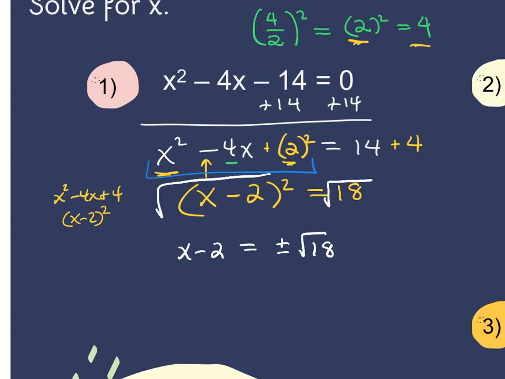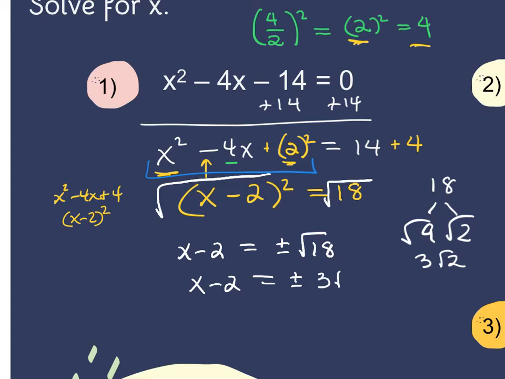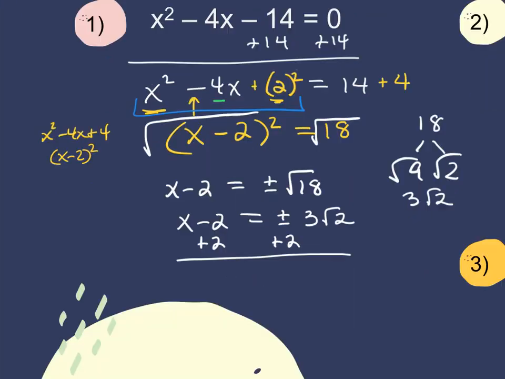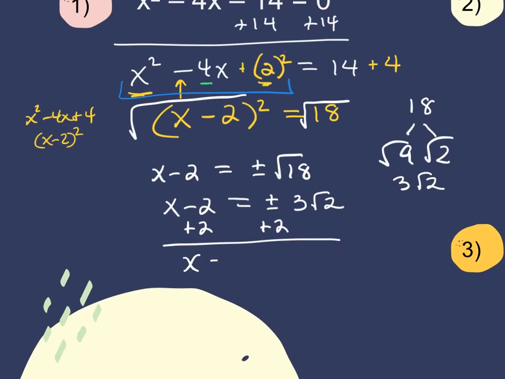All right, so now I need to break down the 18. I can factor the 18 into 9 times 2. Now, if you did 3 times 6, you'd have to keep going until you can break it down. So this becomes 3 square root 2. So plus or minus 3 square root of 2. And now I move the 2. And my final answer here is x is equal to 2 plus or minus 3 square root of 2.